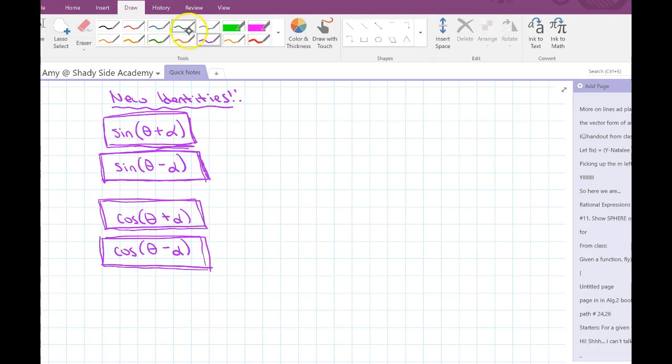So your question is, what is the sine of a sum of angles? Let me tell you. The sine of theta plus alpha is going to be the sine of theta times the cosine of alpha, plus the sine of alpha times the cosine of theta. The sine of theta minus alpha is the sine of theta times the cosine of alpha, minus the sine of alpha times the cosine of theta.